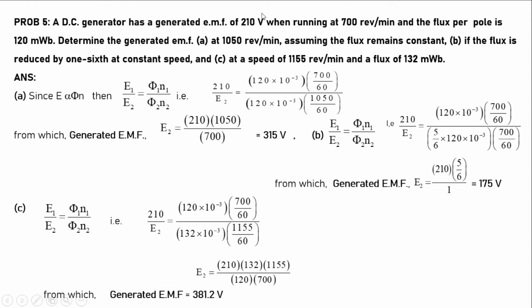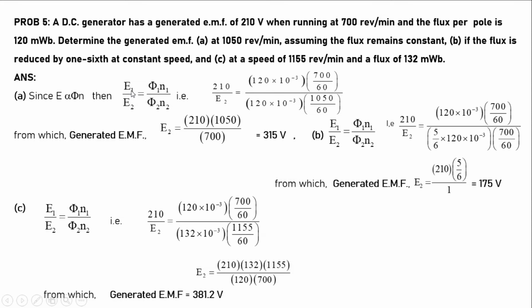If you consider this as E1 and this as N1, these are the initial conditions, when the generator is running at 700 RPM and generating a voltage of 210 volts. Flux per pole in that case has been given as 120 milliweber. We need to find the generated EMF for 1050 RPM, assuming flux remains constant.